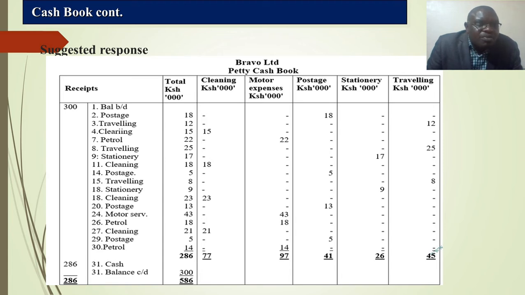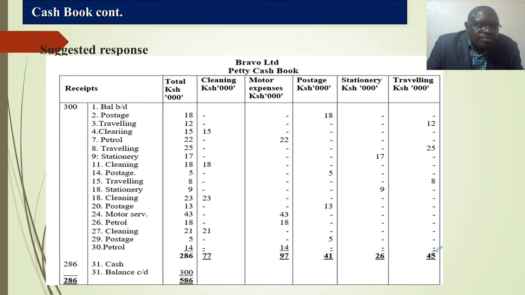On date 7, we have petrol. Petrol, if you look at the headings up there, there is no heading which is written petrol. But petrol is an expenditure which is associated with motor vehicle. So you look at the columns up there and identify the column which will fit the motor vehicle. In other words, the use of petrol. So the expenditure for petrol will be recorded under motor expenses, and the amount is 22,000. So we record 22,000 and we transfer that to the total column, 22,000.